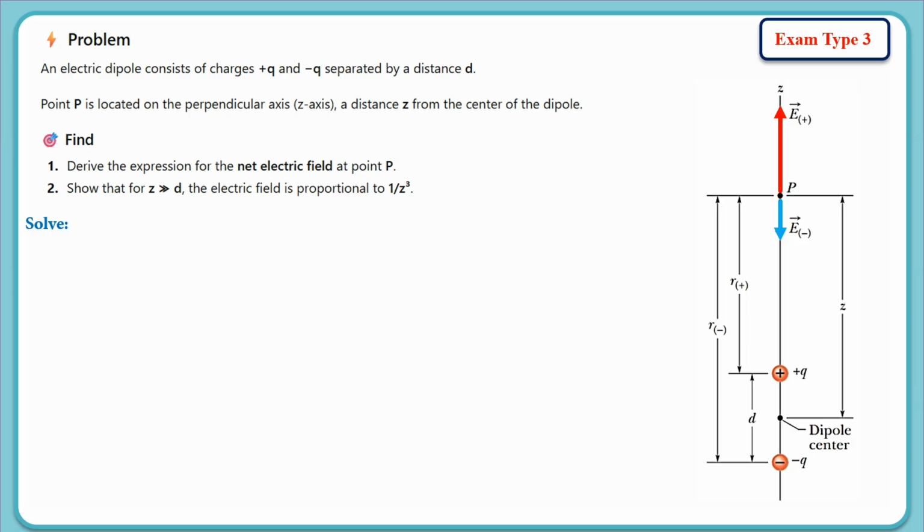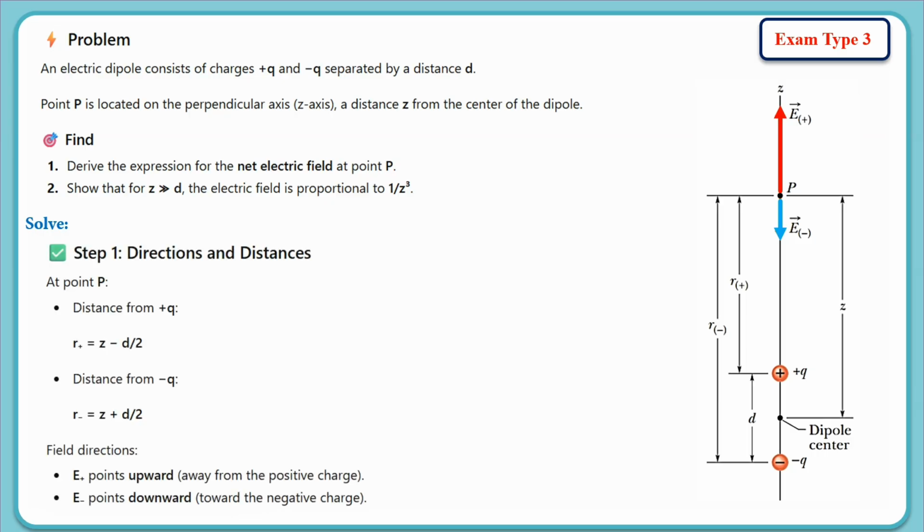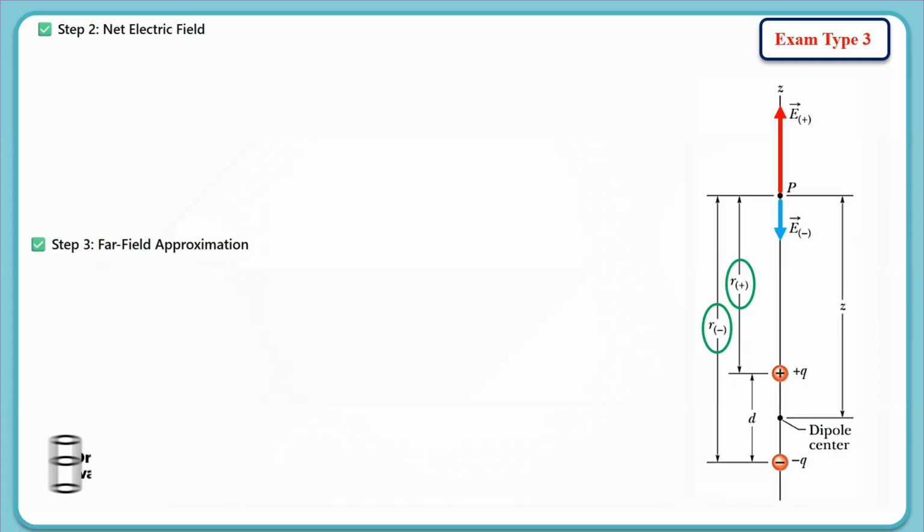Now, let's solve the problem step by step. Step 1. Determine the distances from point P to each charge. The distance to the positive charge is z minus d over 2, and the distance to the negative charge is z plus d over 2. Now, let's continue with the solution.